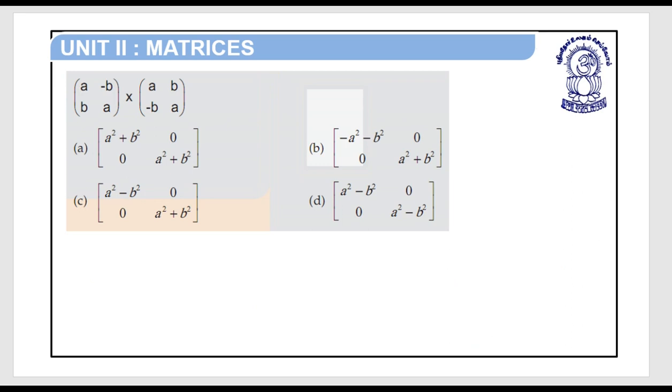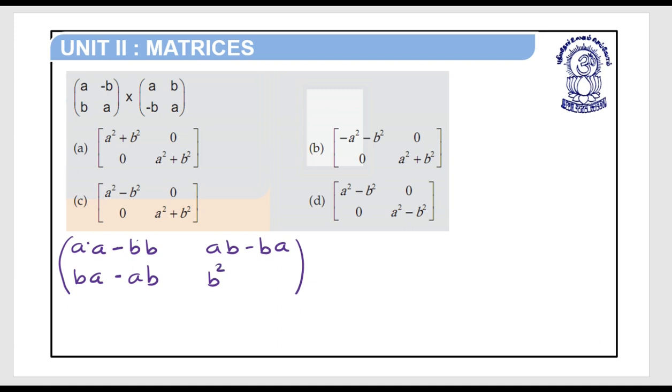Next, A minus B, BA multiply with A minus B, BA. So first row, first column: A into A minus B into B. AB minus BA. BA minus AB.